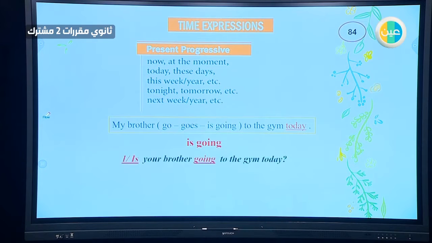Also, if you have, for example, a question, is your brother going to the gym today? If it's a WH question and you want to ask about today, you say, when is your brother going to the gym? So it's so easy to make the question. All you have to do is switch. It's so easy to choose because you have something that's happening at that moment. This is the present progressive.